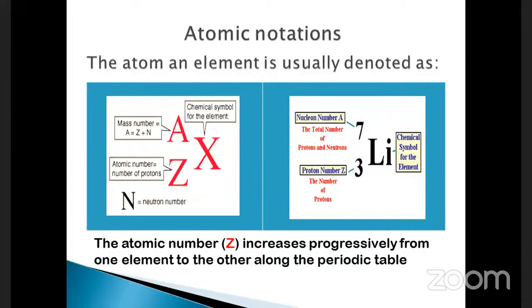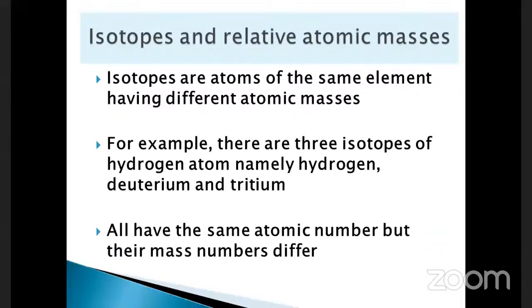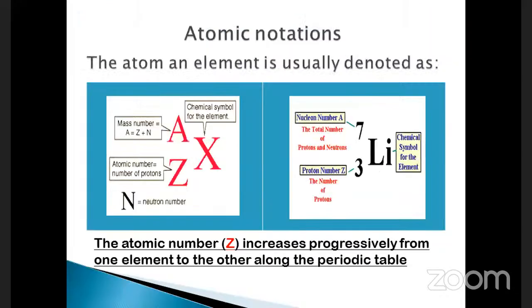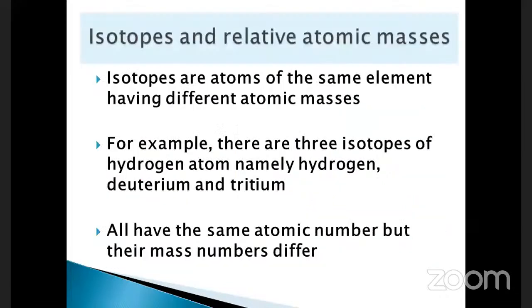Since the atoms have the same atomic number, the number of protons and electrons are the same. But since they have different atomic masses, the only thing that can be different is the number of neutrons. This is what we start talking about in our next class: isotopes and relative atomic masses.